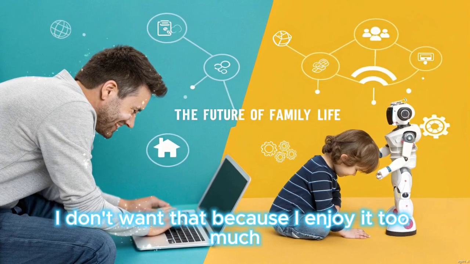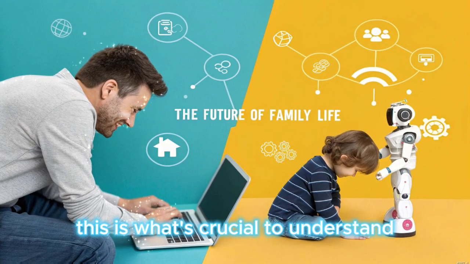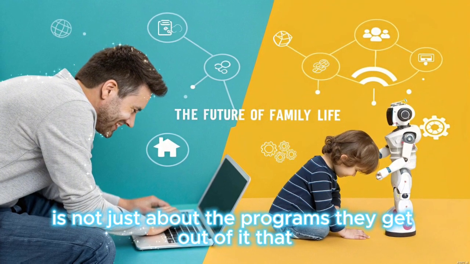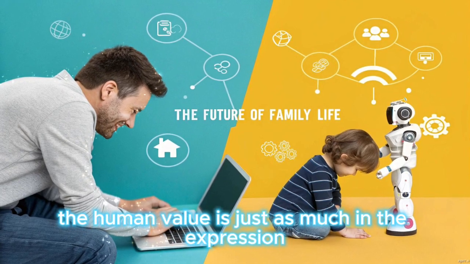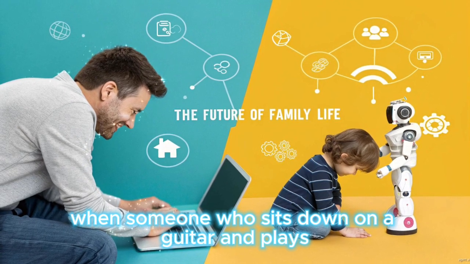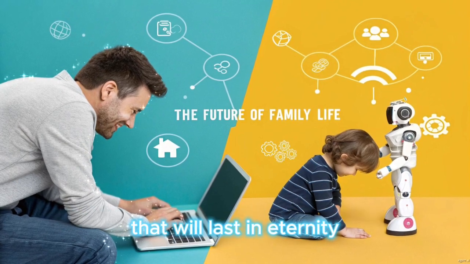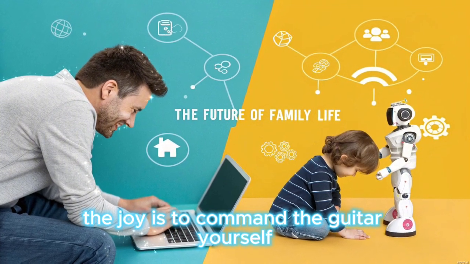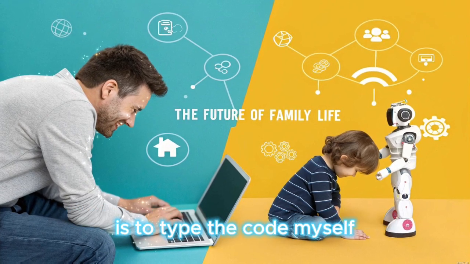I don't want that because I enjoy it too much. This is not just about outcomes. This is what's crucial to understand. Programming for programmers who like to code is not just about the programs they get out of it. That may be the economic value. It's not the only human value. The human value is just as much in the expression. When someone sits down with a guitar and plays Stairway to Heaven, there's a perfect recording of that which will last for eternity. You can just put it on Spotify. You don't actually need to do it. The joy is to command the guitar yourself. The joy of a programmer, of me as a programmer, is to type the code myself.